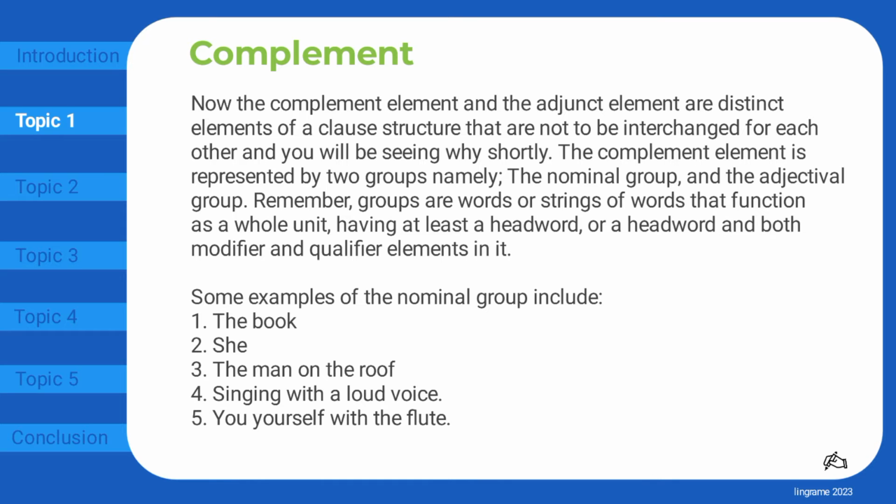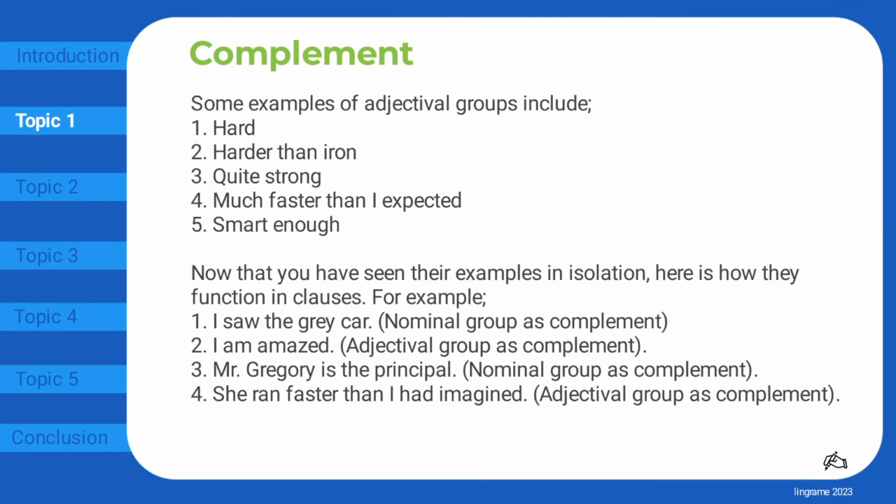Some examples of the nominal group include, the book, she, the man on the roof, singing with a loud voice, you yourself with the flute. Some examples of adjectival groups include, hard, harder than iron, quite strong, much faster than I expected, smart enough. Now that you have seen their examples in isolation, here is how they function in clauses.